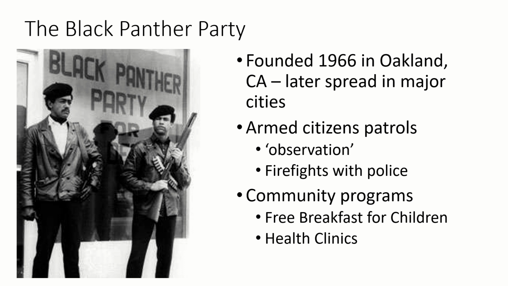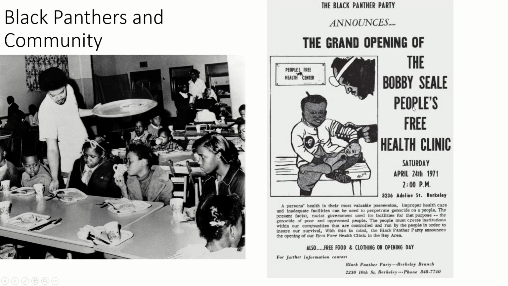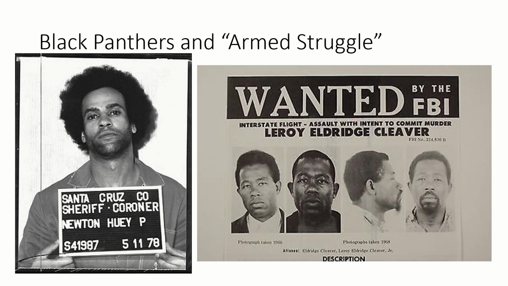And so they actually came out with a bunch of social programs, such as free breakfast for children and health clinics that they opened up in order to try to lift up the community. And so one half of the Black Panthers was all about providing the social services they said the government would not provide to their people, whether it be clothing, breakfast, or health care. And so that's one aspect of it. But the other aspect is going to be this of armed struggle.